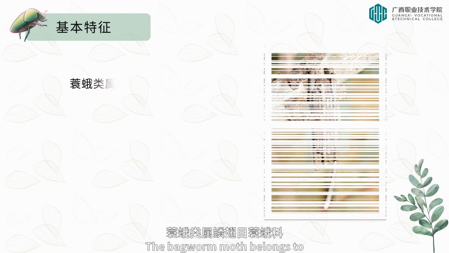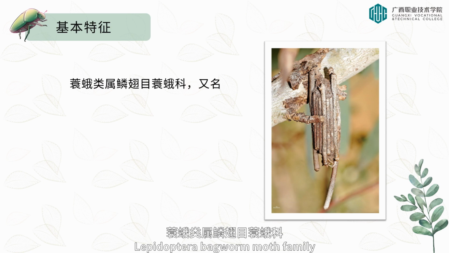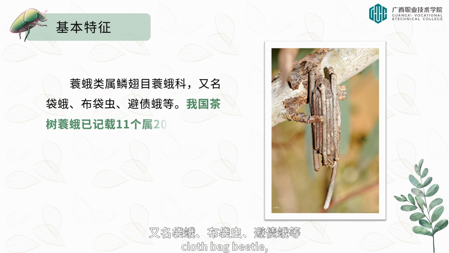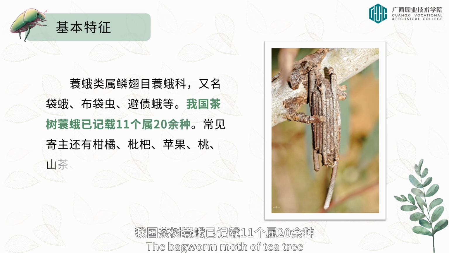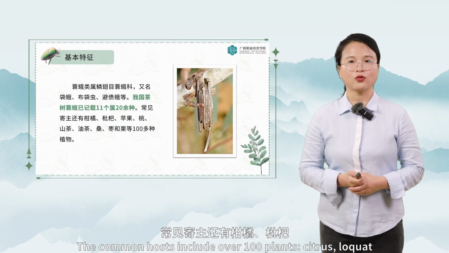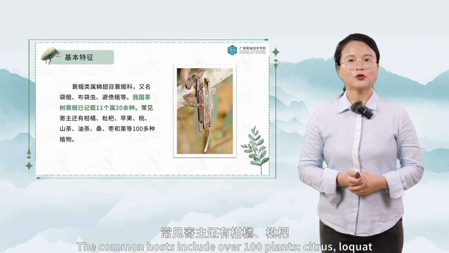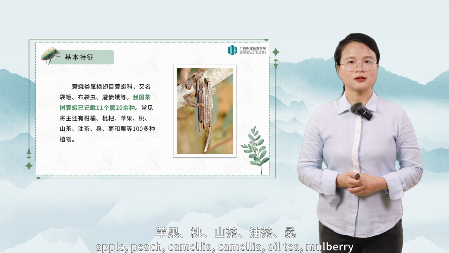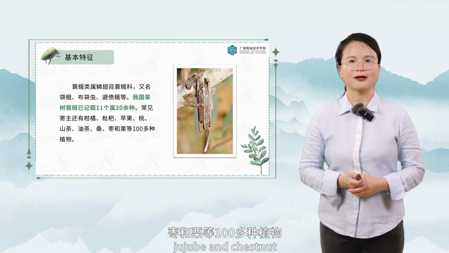The bagworm moth belongs to Lepidoptera, the bagworm moth family, also known as pocket moth, cloth bag beetle, death avoidance moth. The bagworm moth of tea tree in China has recorded more than 20 species in 11 generations. The common hosts include over 100 plants: citrus, loquat, apple, peach, camellia, oil tea, mulberry, jujube, and chestnut.